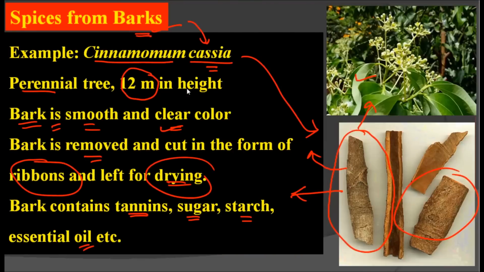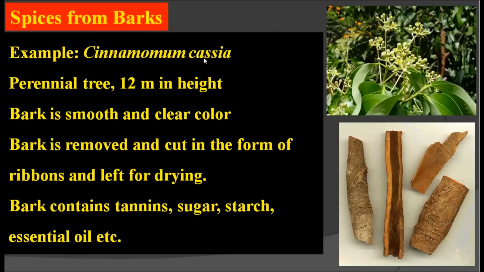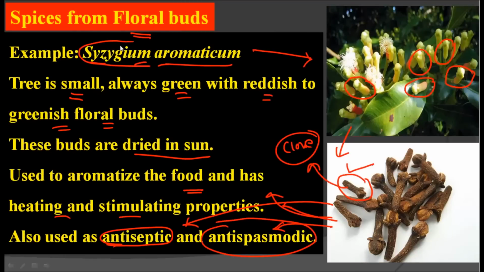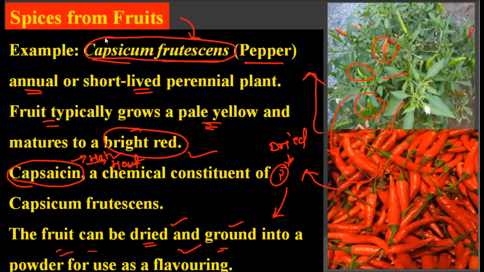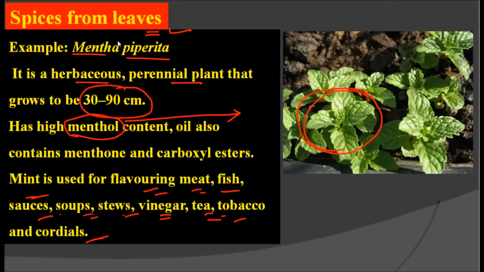Before completing this lecture, I would like to tell you that you should remember very carefully the names of spice producing plants. This is very important because sometimes in the UPSC examination, they ask you to write down any five botanical names of the spice producing plants. So the first plant we have seen is Zingiber officinale, then Cinnamomum cassia, Syzygium aromaticum, then Capsicum frutescens, then Elettaria cardamomum, then Mentha piperita.